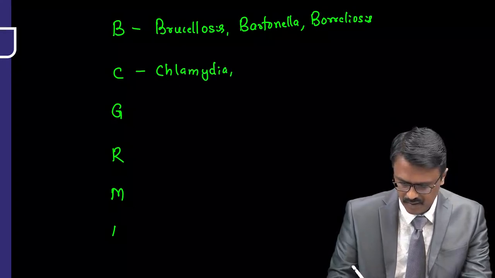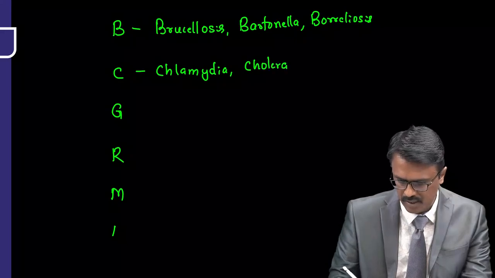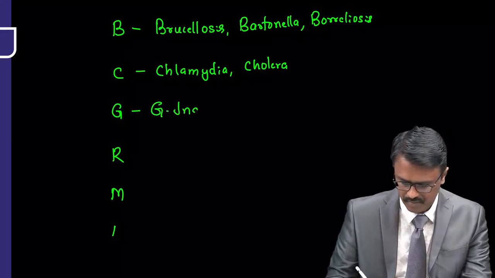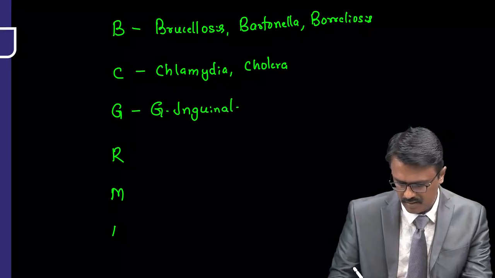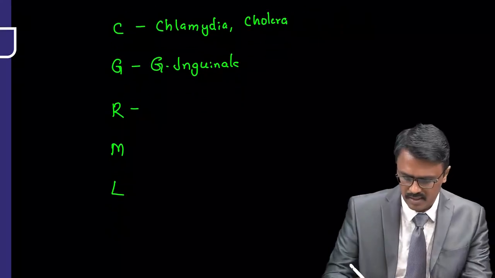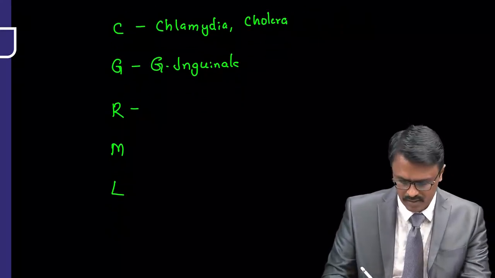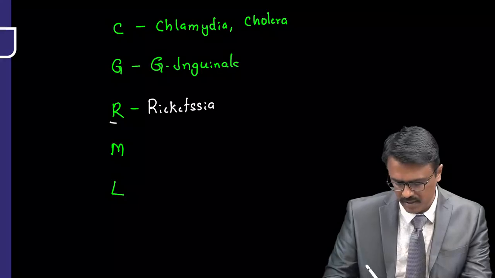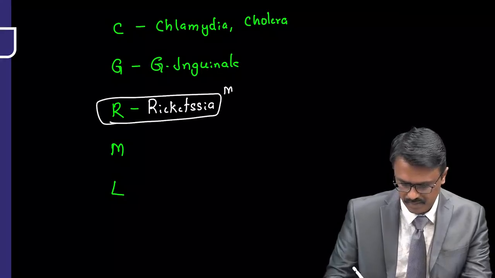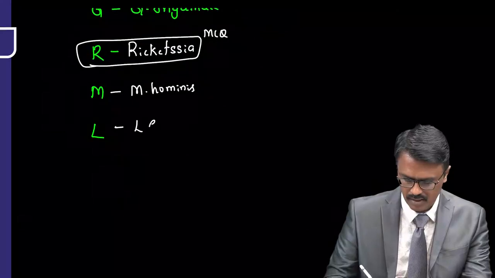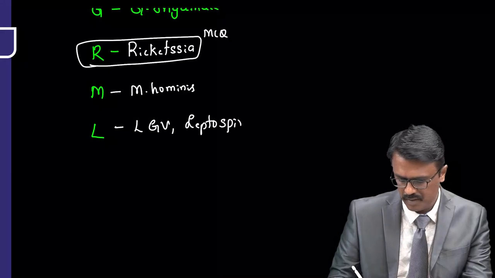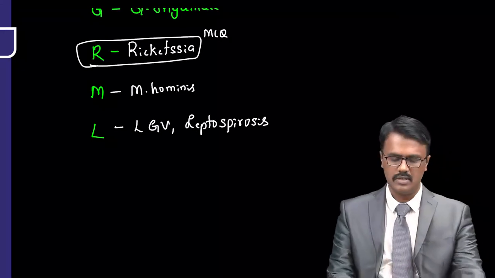Then C for chlamydia and cholera. So we don't currently have the cholera, but it will be asked. G for granuloma inguinale. And most important, they will ask you is rickettsia infection, scrub typhus, Q fever, whatever it is. The drug of choice is doxycycline. Please mark this. And M for Mycoplasma hominis, L for an STD, LGV, and leptospirosis. These are the conditions where doxy is considered drug of choice.